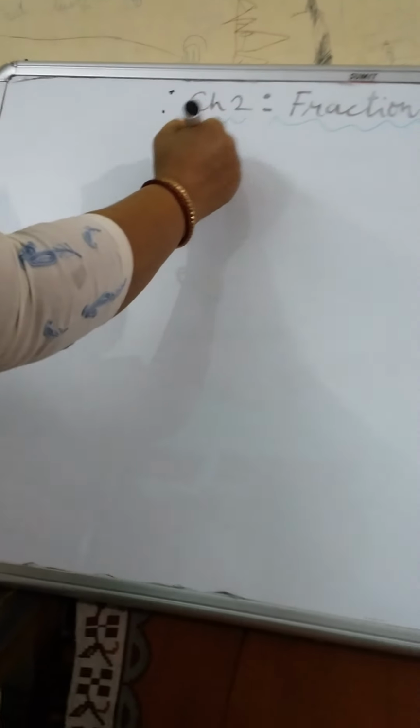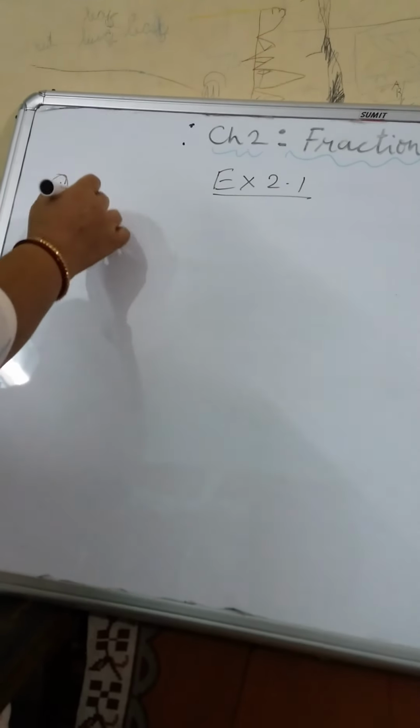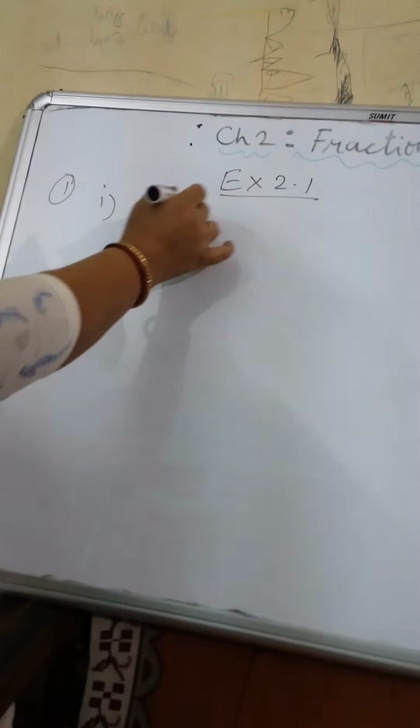Now we will start exercise 2.1. Question number 1. You have to solve. You have to add or subtract. First is 2 minus 3 by 5.